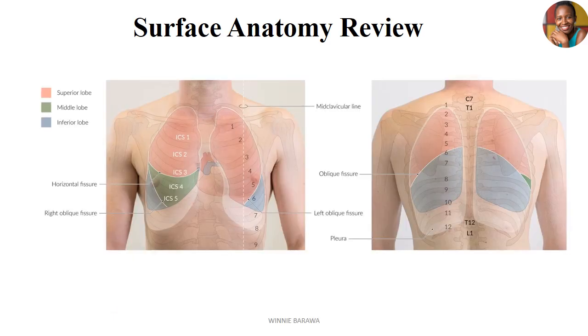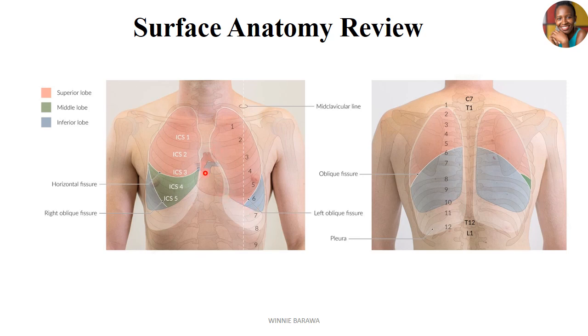Now that we're moving towards the assessment, it's good to appreciate that to be good at respiratory system assessment, you need to know what the surface anatomy of this system looks like. On the first diagram, we mentioned that our lungs have different lobes. On the right lung we have three lobes: the first one here, the second one, and the third one, while on the left lung we have only two lobes, the upper and the lower lobe.